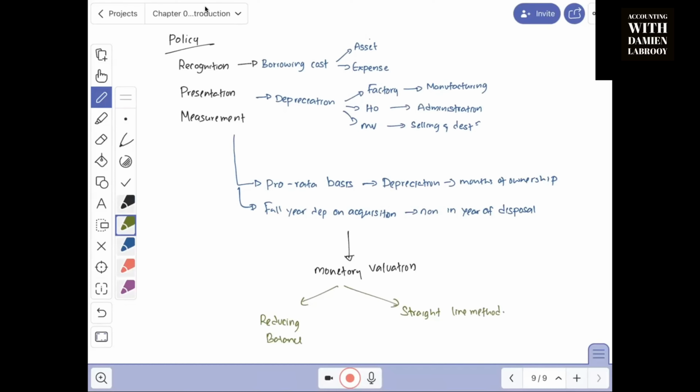So policy would basically talk about the recognition, presentation, and measurement of financial information. Whereas an estimate is about the monetary valuation of your measurement basis. Okay, so this is the difference between a policy and an estimate.